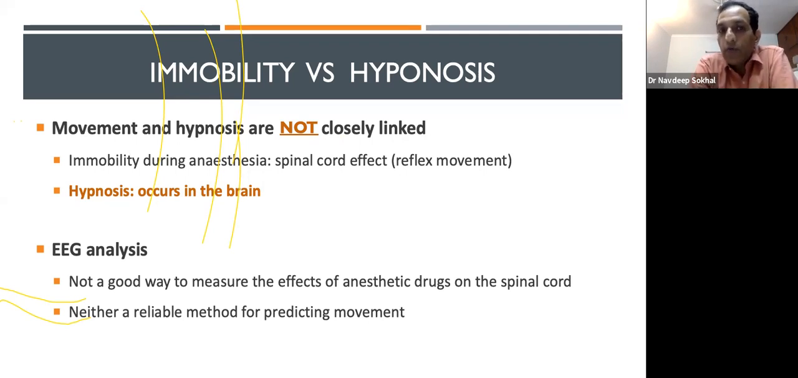Whereas what we are recording is the hypnosis which occurs in the brain. EEG analysis is not a good way to measure the effect of anesthetic drugs on the spinal cord because we are not recording from the spinal cord. And thus, it's neither a reliable method for predicting movements. If you want to predict movement during anesthesia, the answer is neuromuscular monitoring, not BIS. BIS is for adequate depth of anesthesia, or only for hypnosis. A patient with adequate depth is unlikely to move. Yes, but there is no 100% surety that he may not move. Secondly, what you are ensuring is that with adequate depth of anesthesia, there will be no recall or awareness from the anesthesia.